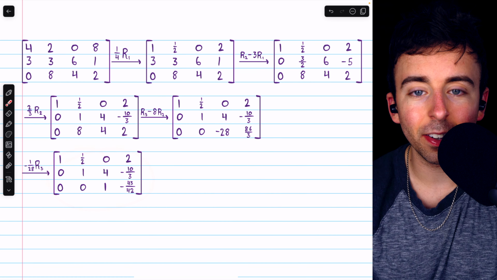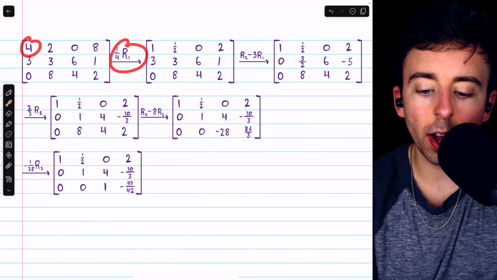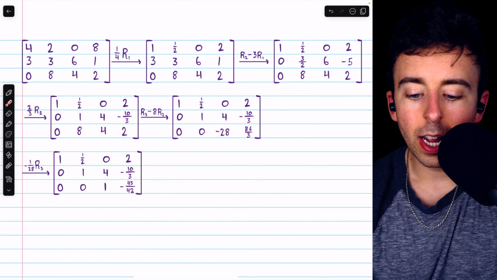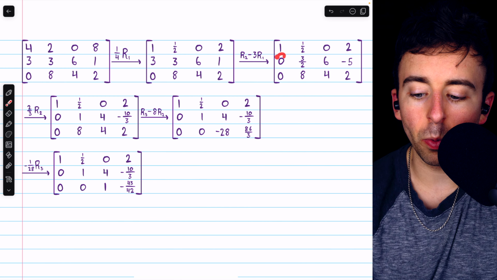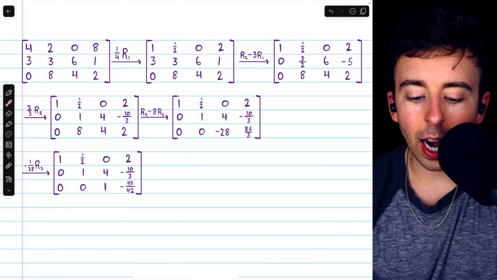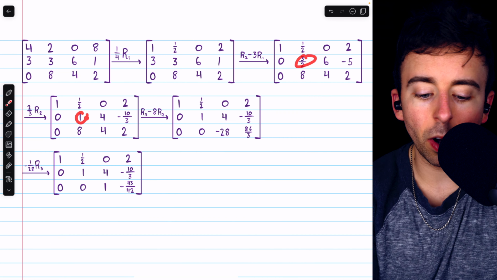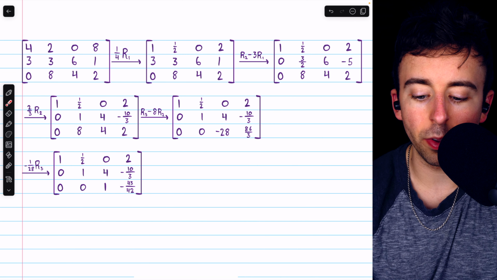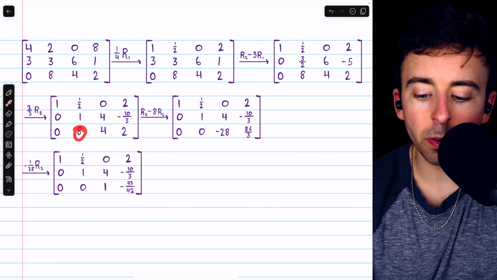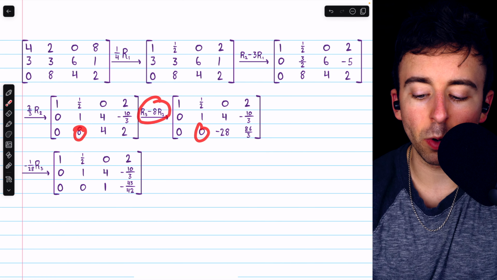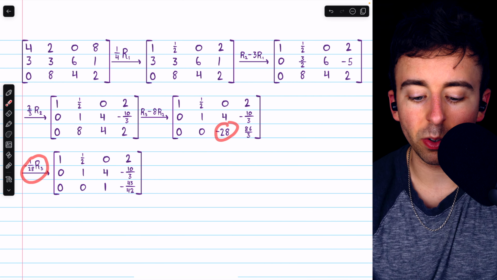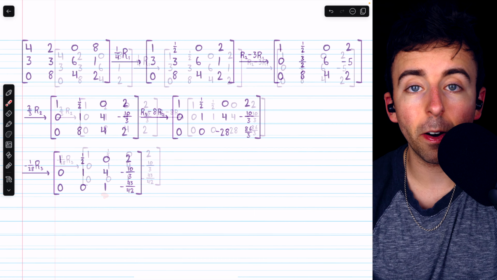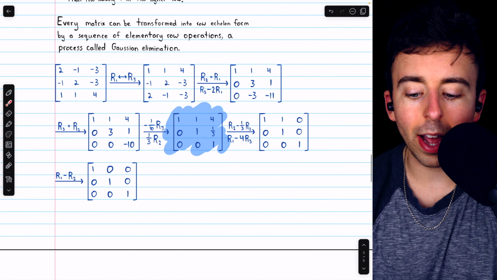This first step was to get a leading 1 in that first non-zero row, and then we introduced a 0 below it by subtracting 3 row 1 from row 2. And then we turned this into a leading 1 by multiplying row 2 by 2/3. And then we got a 0 below that by subtracting 8 row 2 from row 3. And then finally we multiplied row 3 by -1/28 to get a leading 1 there. So that's how to put a matrix into row echelon form.